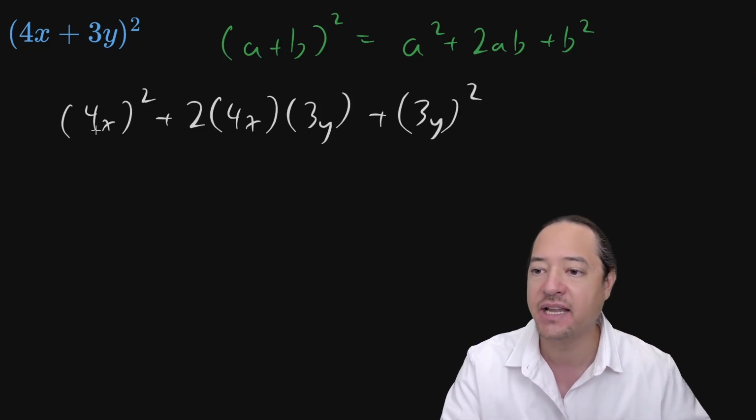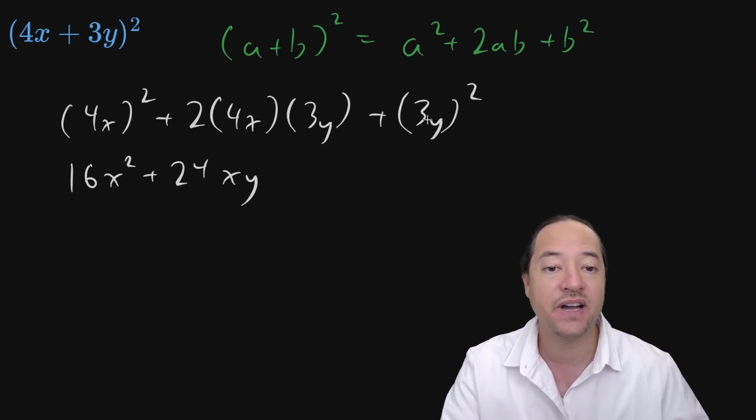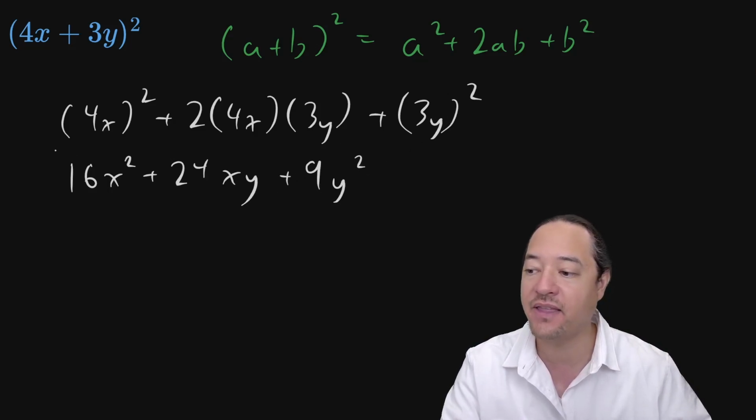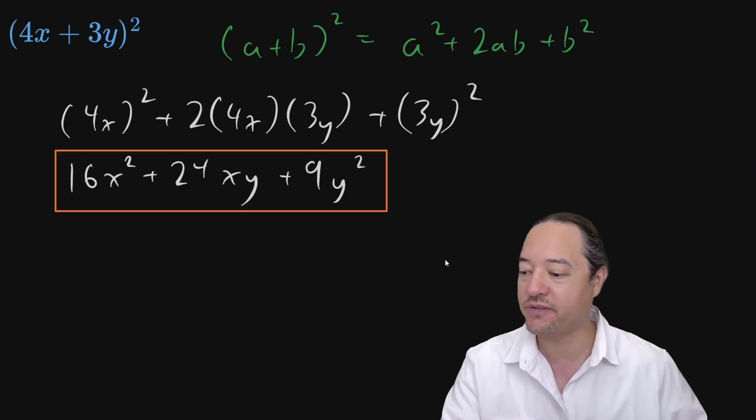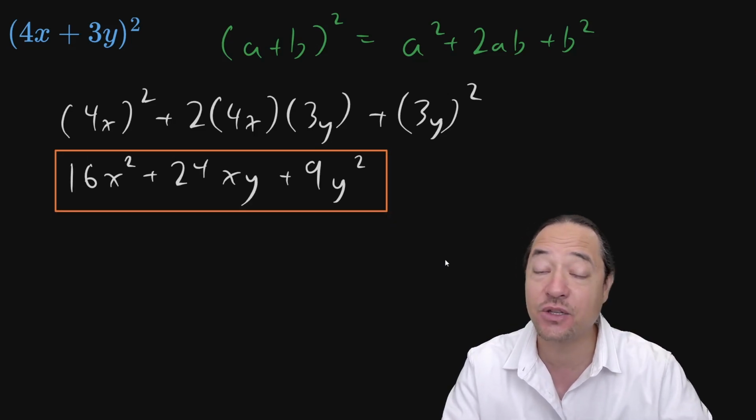And now let's simplify. So 4x quantity squared is going to be 16x squared. Here we'll have, well, 2 times 4 is 8. 8 times 3 is 24. So this will be a plus 24xy. And finally, 3y quantity squared will give us 9y squared. And that should be our final answer right there. Okay, let's take a look at the next one.